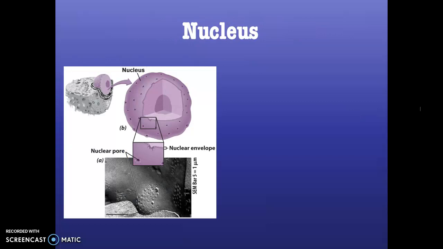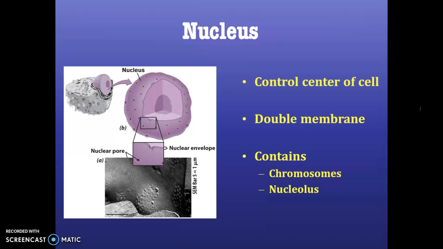Okay, first on the list, and if we start in the middle, we are going to have our nucleus. This is our control center. This is where we find our genetic material. The membrane is a double membrane. That means there are two layers to it.